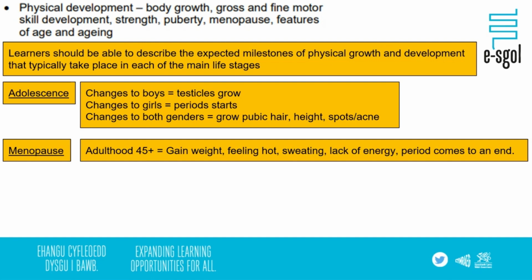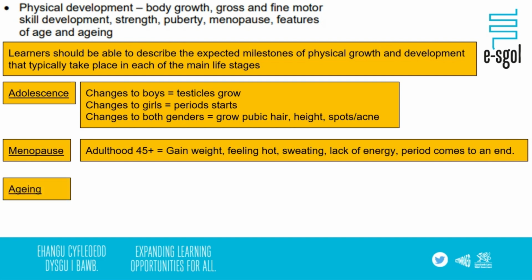But there are also a number of physical changes that are happening here in terms of individuals gaining weight. They could feel perhaps hot, they sweat for no reason, and this is called the hot flushes, and they have a lack of energy, and eventually the periods come to an end. So it's not kind of something that, right, I've had my last period, it's never going to come back. It fades out gradually over a number of years until it comes to a complete stop.